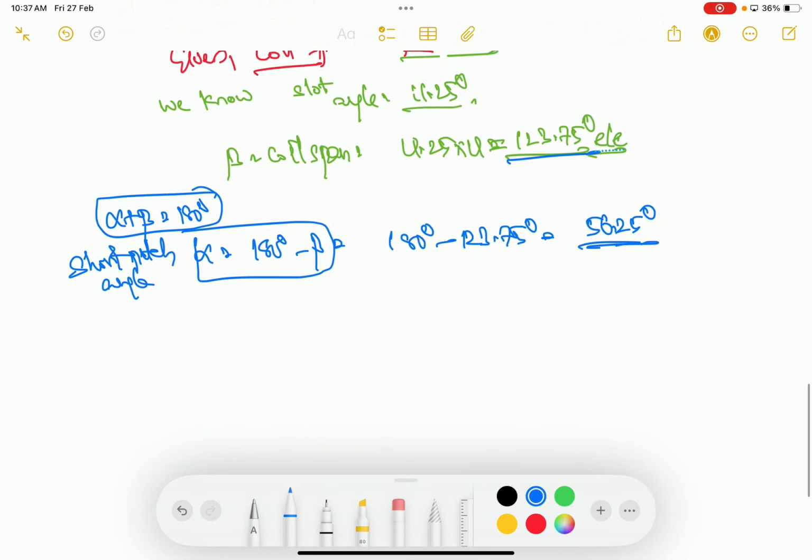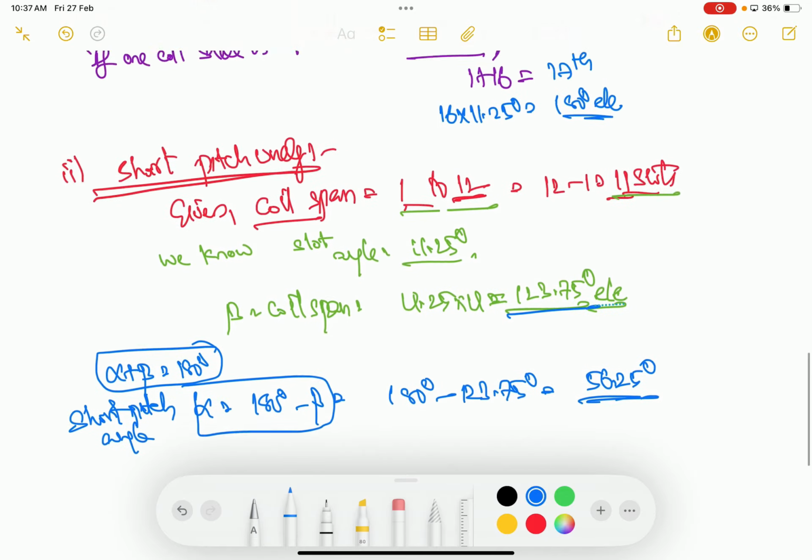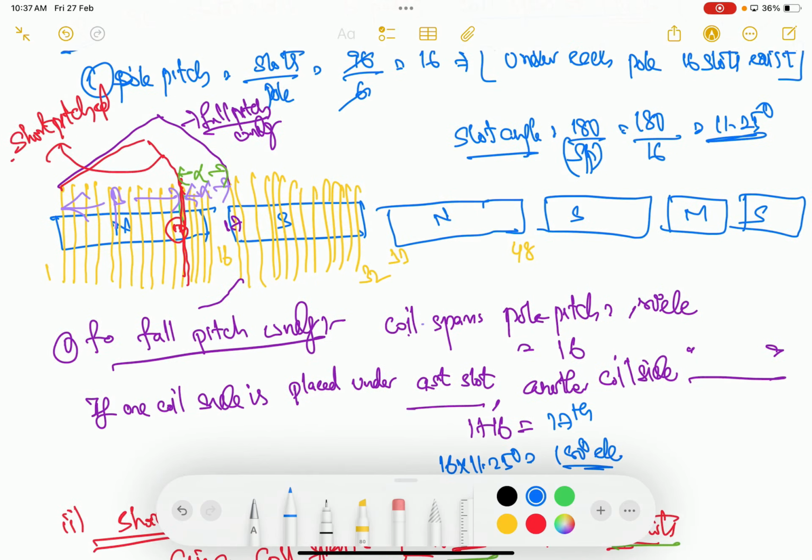Ultimately, once we calculated everything, this one is the full pitch winding where the slots are 1 to 17, and with the short pitch winding we are reducing the winding to 1 to 12, where the coil span is reduced to 11. Previously the full pitch winding coil span was 16. So how much am I reducing here? I am reducing from 16 to 11, that is 5 slots. 5 into 11.25 also gives you the same answer.